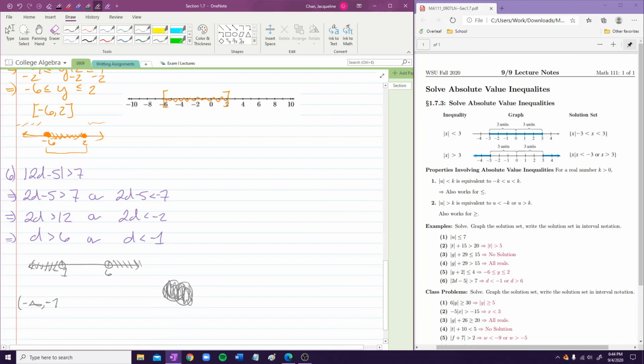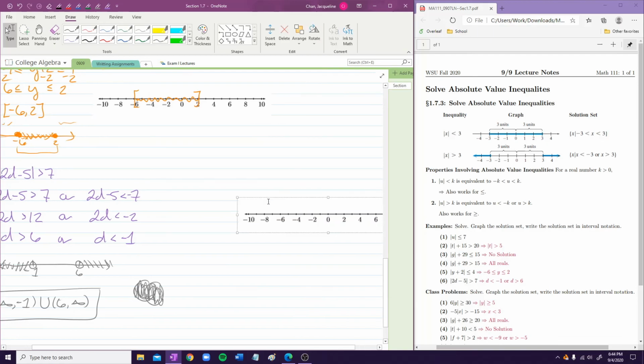It's negative infinity to negative 1. Negative 1 is not included, so I'm going to put a parentheses. I notice that there's more that's going to be added, so I'm going to put a union symbol. 6 is also not included, so I put a parentheses, to infinity. Remember that if you don't go from least to greatest, you will be counted wrong.